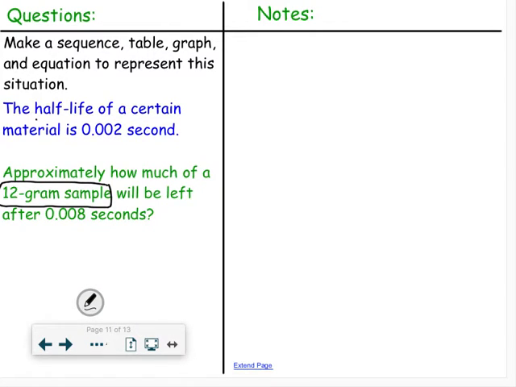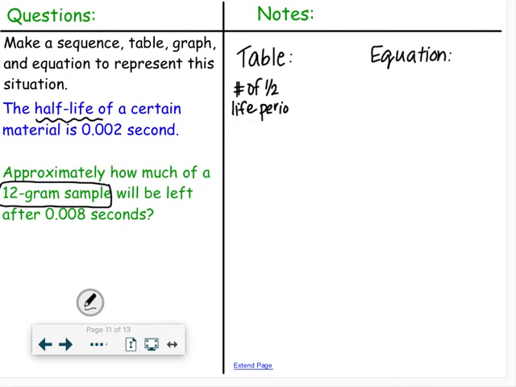Well, you need to understand the concept of half-life to do this problem. Half-life. I'm going to start out with a table and our equation, because half-life means that something is being cut in half over a certain period of time. So I'm going to put the number of half-life periods, so like how many times it's been cut in half, and the amount left, and that's going to be in grams. So the amount left and the number of half-life periods.